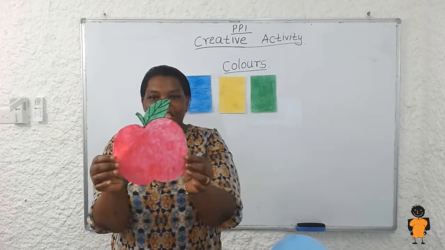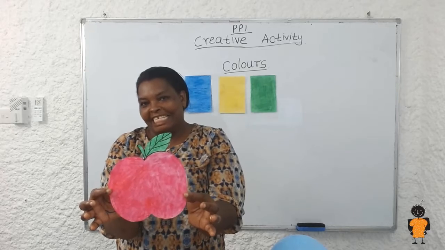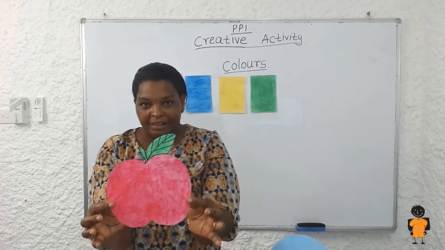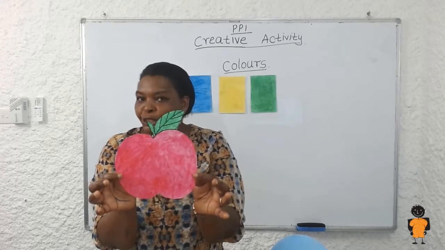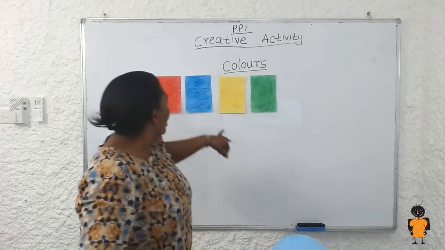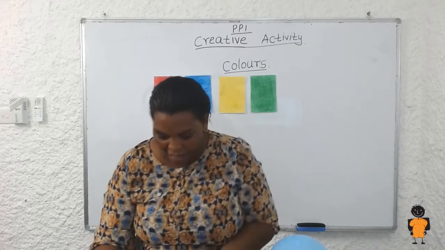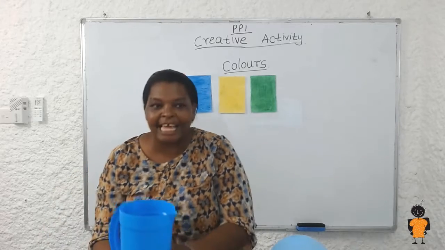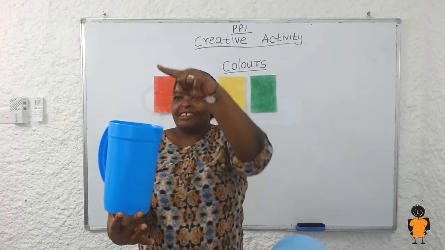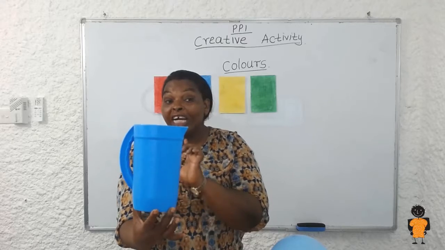I have also this one. What is this? Yes! An apple. Good. And it is in red color. Then we go to blue color. We have also objects in blue color. And I start with this one here. What is that? Yes, a jug. And it is in blue color.